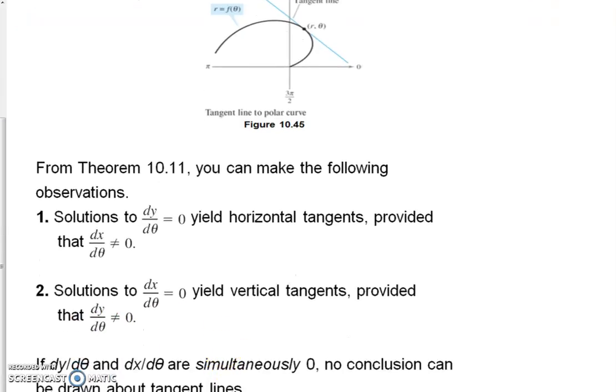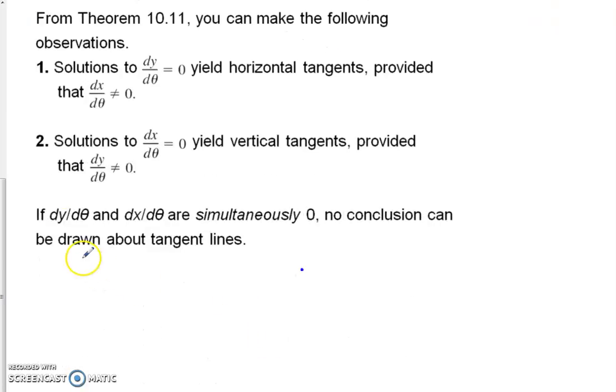And finally, if dy d theta and dx d theta are simultaneously 0, we can't make a conclusion. So you have to check them both. If you just check the one and say, oh, it equals 0, but the other one also equals 0, we can't make a conclusion at that point. So be thorough, be checking both.